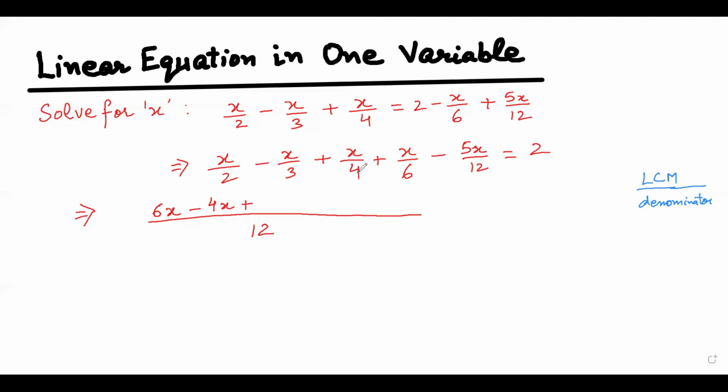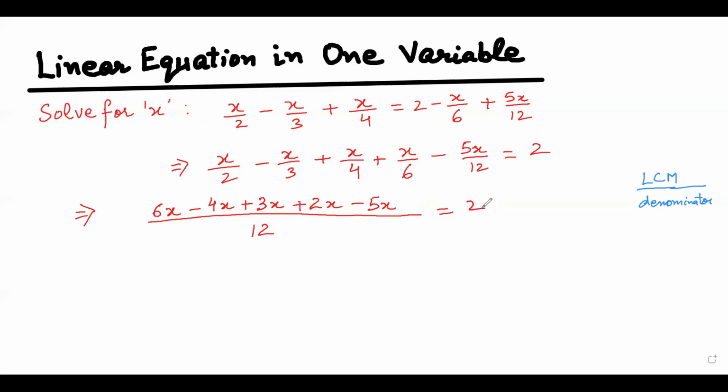Similarly, for the third fraction, the denominator is 4 and we should multiply the numerator by 12 over 4, that is 3. That is, we multiply x by 3. For the fourth fraction, x over 6, we multiply the numerator x by 2, because 6 twos are 12. Do we need to multiply 5x by any number? No, because its denominator is equal to the LCM, so we can write it as such.